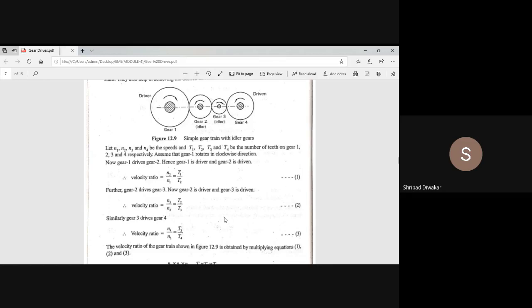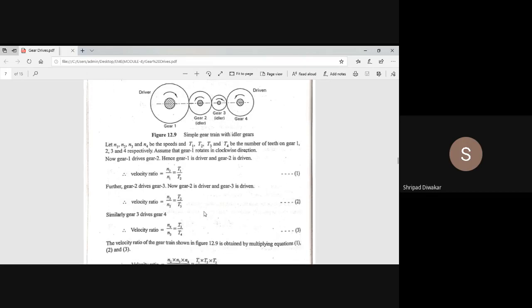You remember, the speed and diameter are inversely proportional, diameter and teeth are directly proportional, and speed and teeth are inversely proportional. We can write N2 by N1 equals D1 by D2, or it is also equal to T1 by T2. Now for applying the speed ratio between gears 1 and 2, we can write N2 by N1 equals T1 by T2, and gear 2 drives gear 3, so N3 by N2 equals T2 by T3, and gear 3 drives gear 4, so N4 divided by N3 equals T3 divided by T4.